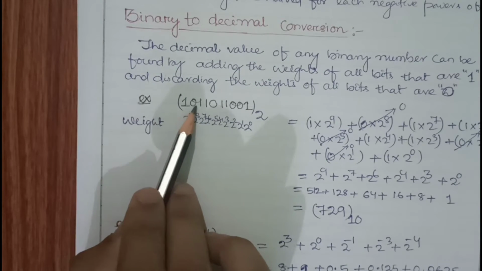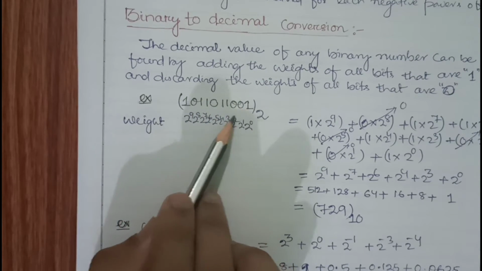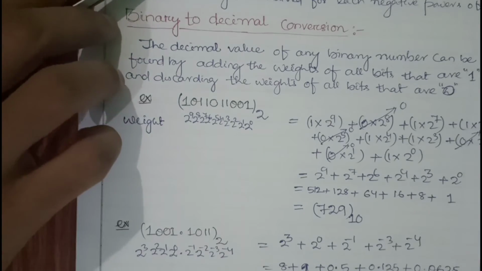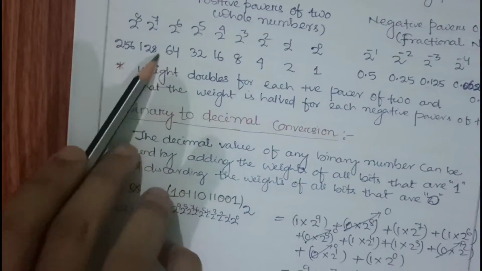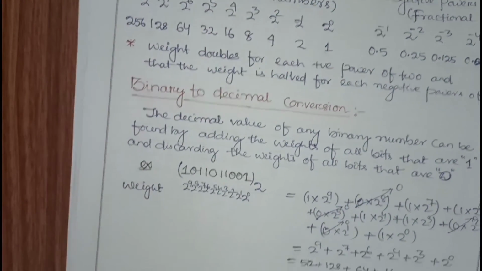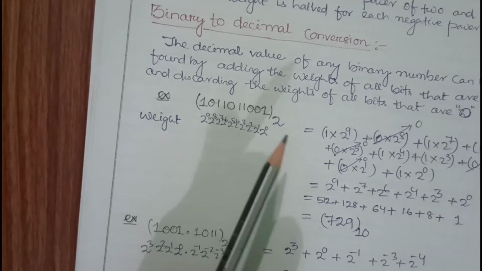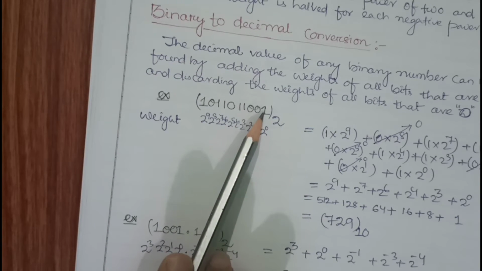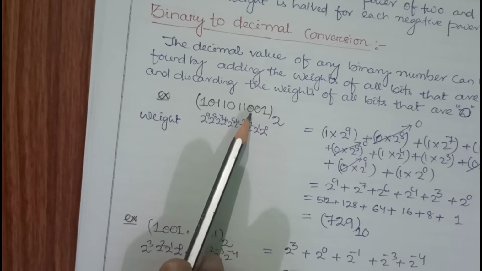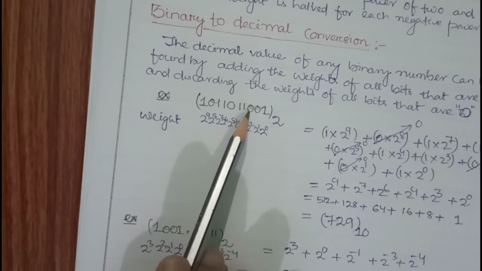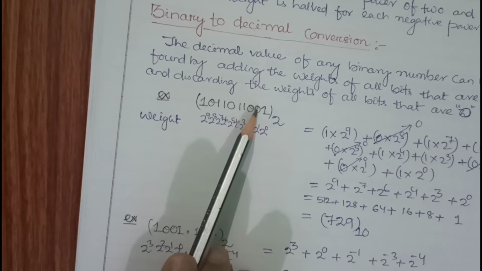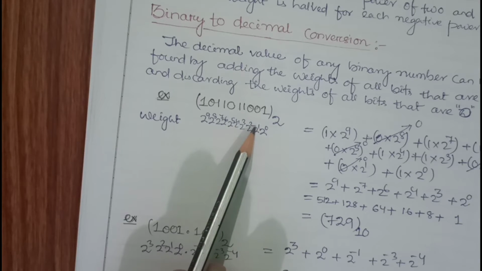Suppose I have a binary number that is given. How to convert? I have to apply the weight formula. For each place I have to apply the weight. If a digit is 1, then I have to multiply 1 with that weight. If a digit is 0, then I am not going to take that value, because if I multiply 0 with any weight, that will give me a value 0.